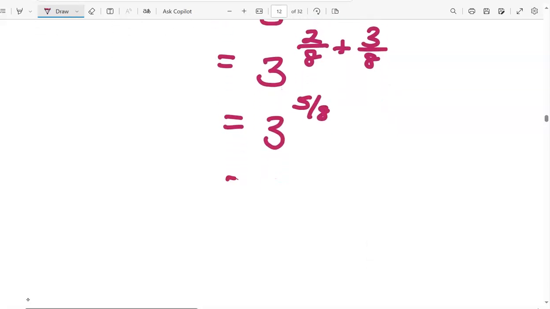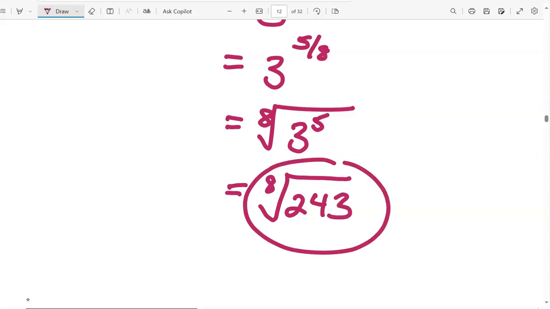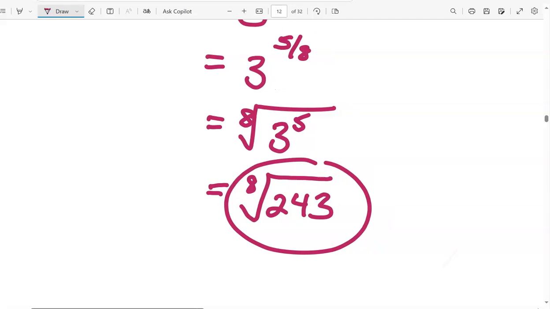So what we have here is the 8th root of 3 raised to the 5th power, and that's not going to simplify because the exponent under the radical is smaller than the index of the radical. So all we really need to do here is simplify 3 to the 5th power, and 3 to the 5th power is 243. 3 times 3 times 3 times 3 times 3.